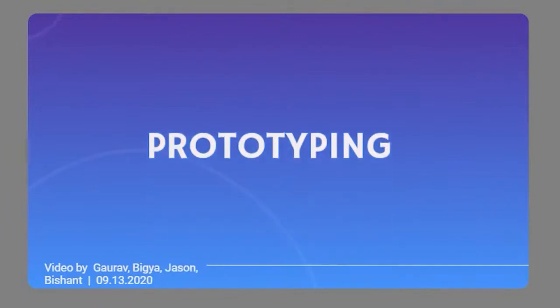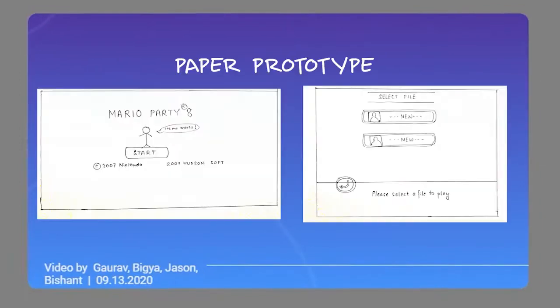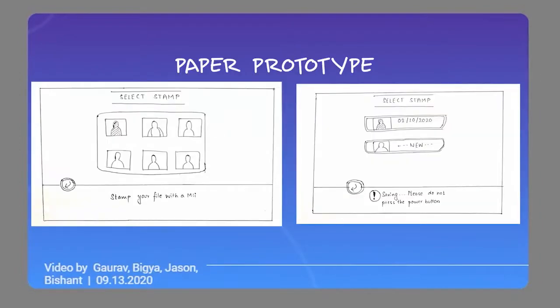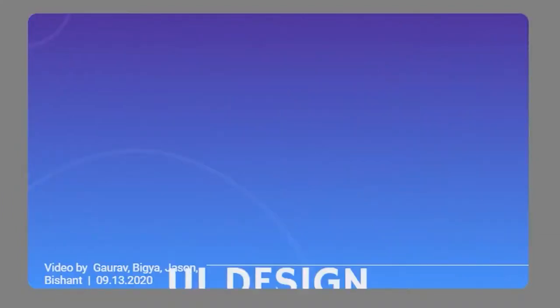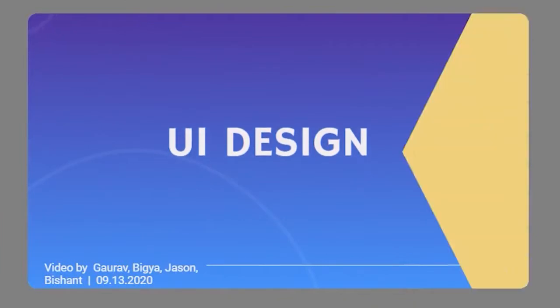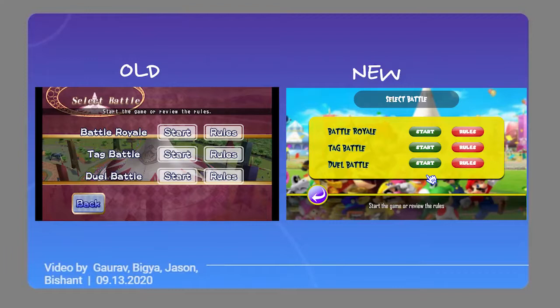We made a paper prototype for the redesign of our case study. We conducted peer review and received feedback on our prototype. And from the feedback we received, we made some changes to the prototype throughout the week and made the final prototype ready. Then, we worked on UI design based on our final prototype. This was prepared for users' evaluation.